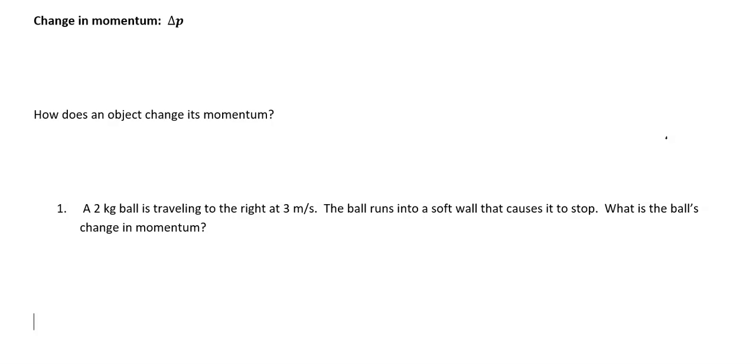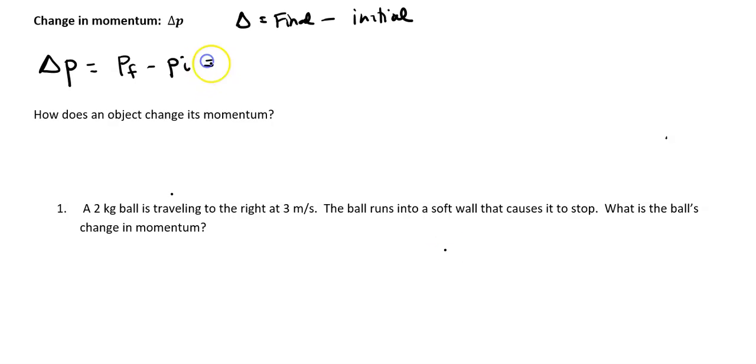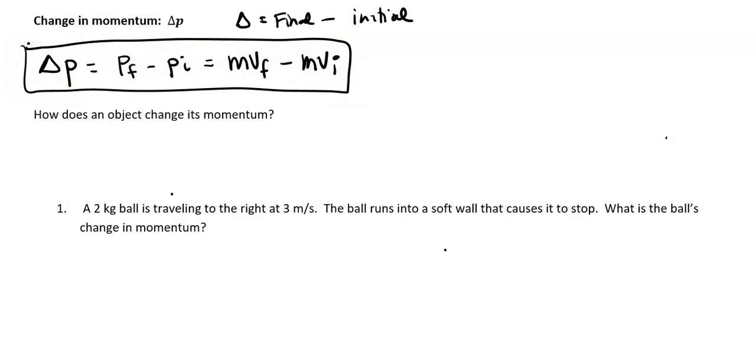Okay, so formula for change in momentum, we know change is always going to be our final whatever it is minus our initial. So change in momentum is going to be our final momentum minus our initial momentum. Cool, very nifty. So final momentum is going to be mvf minus initial momentum is going to be mvi. That is our good old equation for change of momentum.